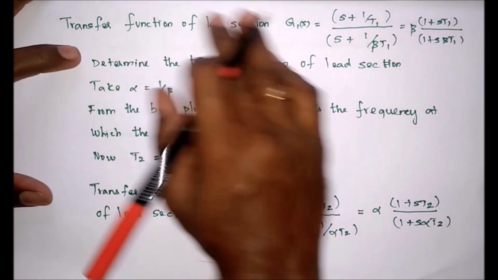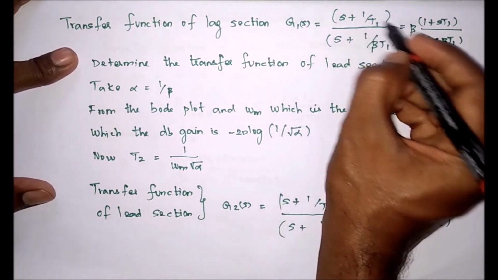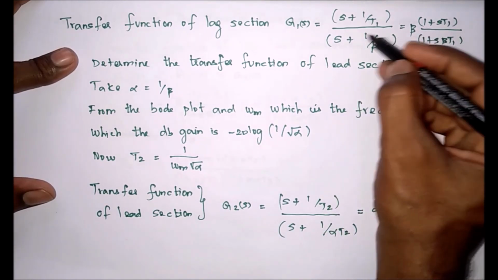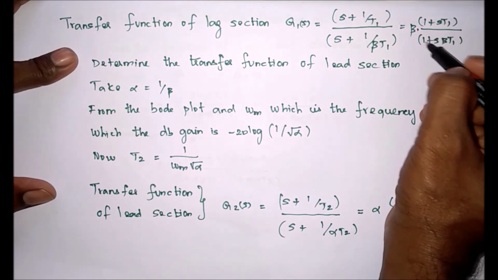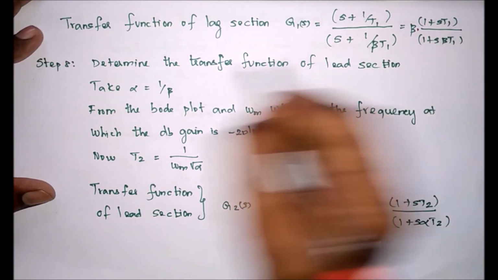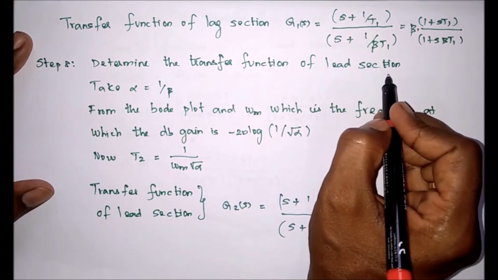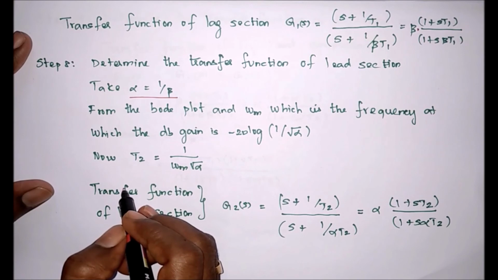The transfer function of the lag compensator or lag section, G1(S), equals (S plus 1 by T1) divided by (S plus 1 by beta T1). After simplifying this, we will get beta into (1 plus S T1) divided by (1 plus S beta T1). So now step 8: we have to determine the transfer function of the lead section. We have to take alpha equal to 1 by beta.